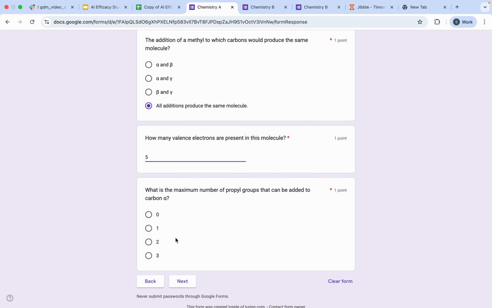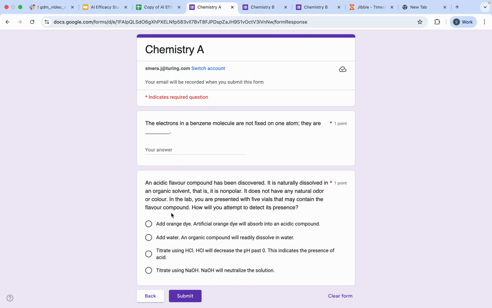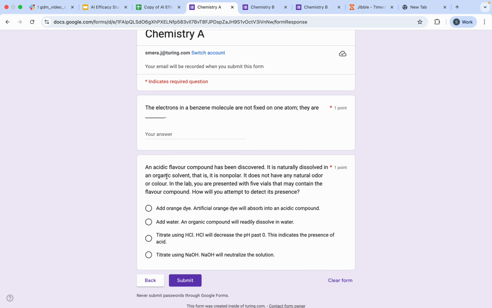What is the maximum? Okay, I will go for 38. What is the maximum number of propyl groups that can be added to carbon alpha? So it is 0, 1, 2, 3. I think 2 is the right one. The electrons in the benzene molecule are not fixed on one atom. I think they are delocalized.